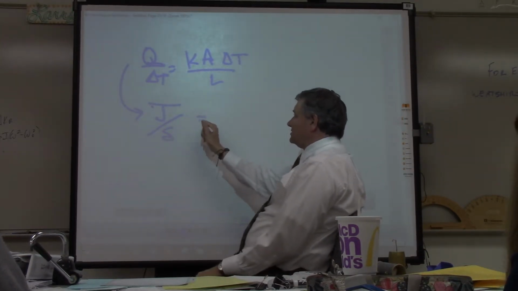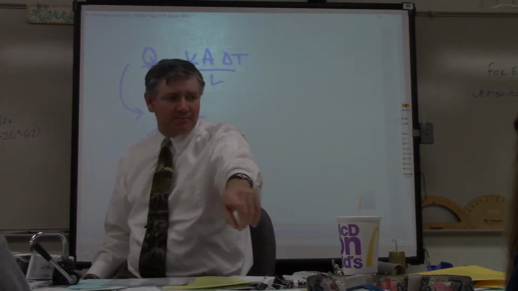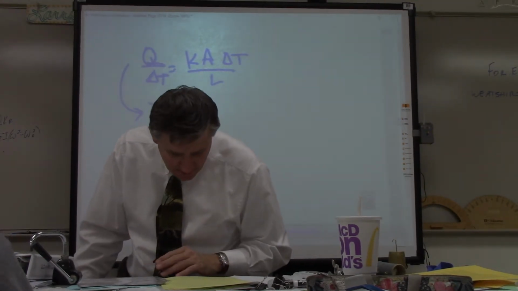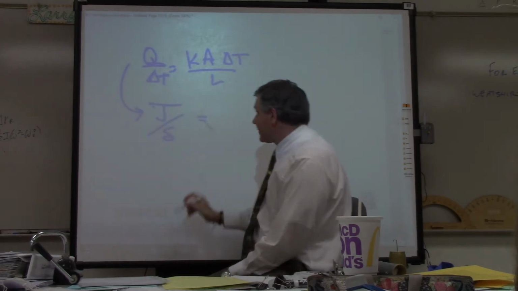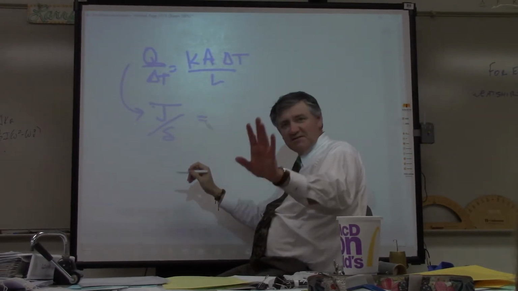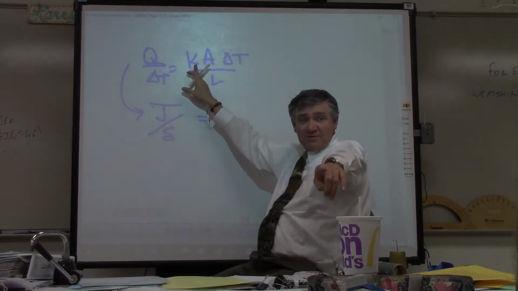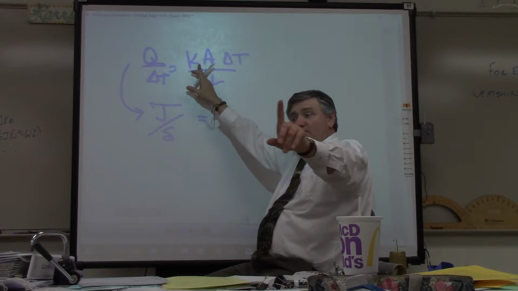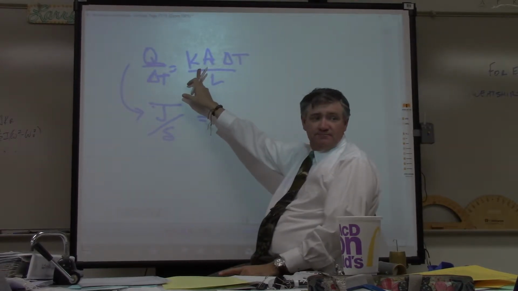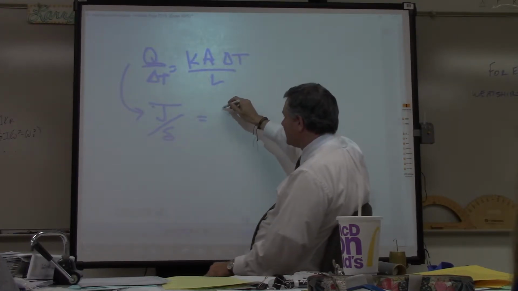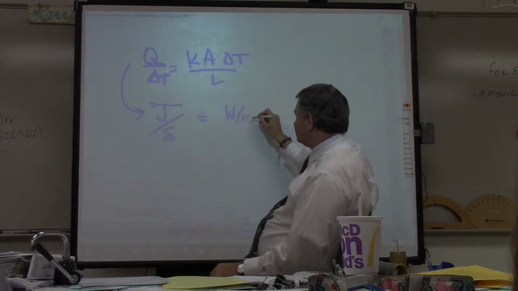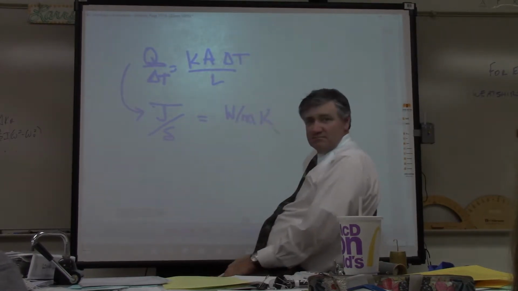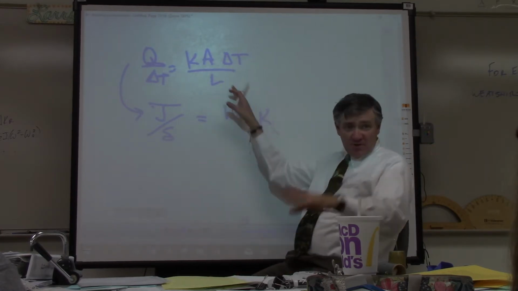Now, let's look at the units of K. On the bottom of page 385, on the last problem. Why are there so many different things that K stands for? Let's just look at the units. Somebody open up to page 385. What are the units for K? Watts per meter times Kelvin. Is that correct? Watts per meter Kelvin. Yeah. So we'll get to the values later.